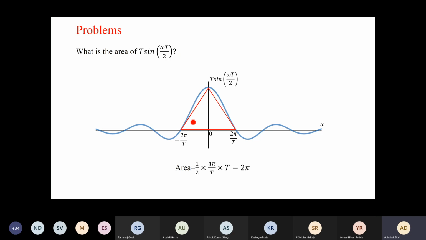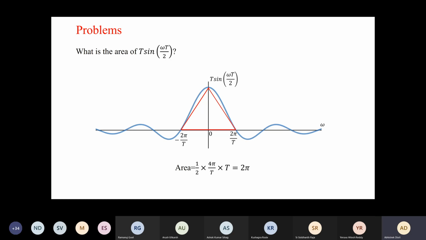You try to create a triangle with one edge of the triangle joining the peak and the two edges joining the null points. So we can create a triangle like I have created. And the area of the sinc function is simply the area of the triangle. Hard to believe this, but this is true.